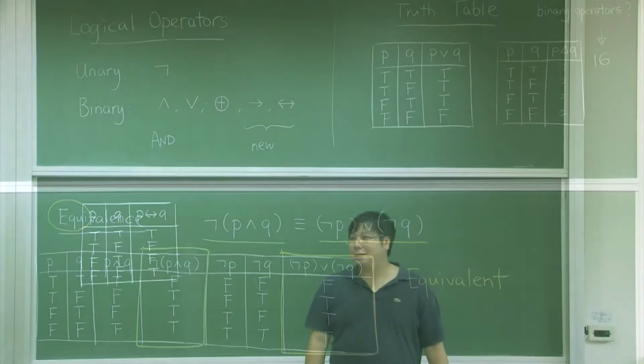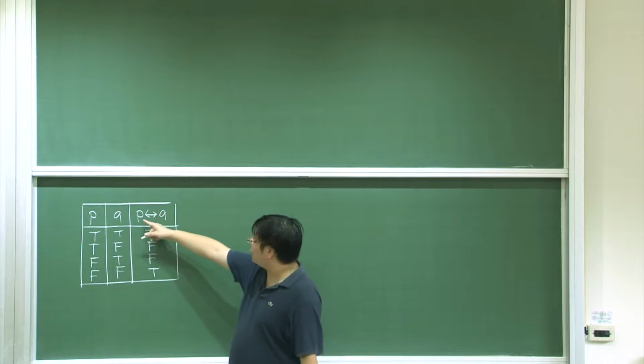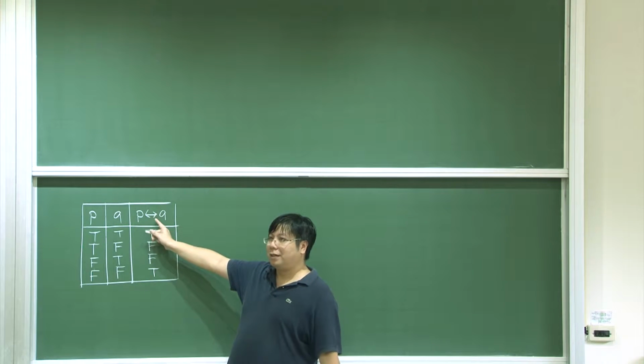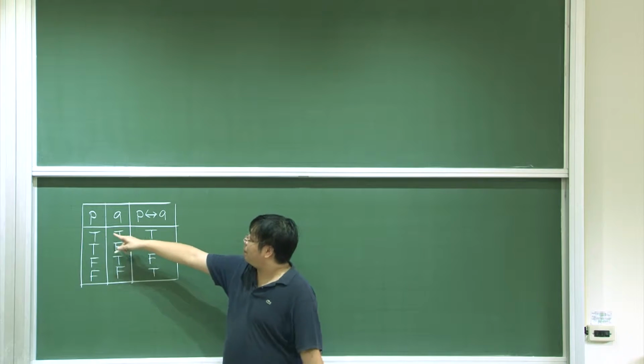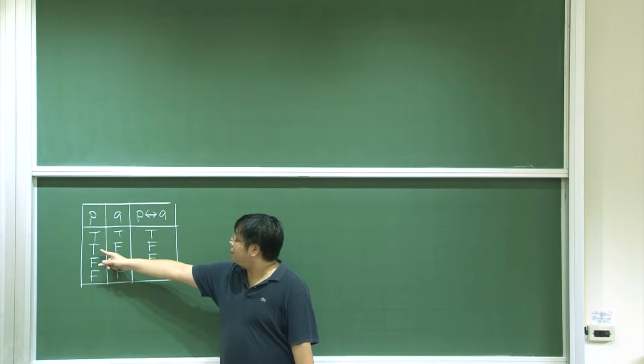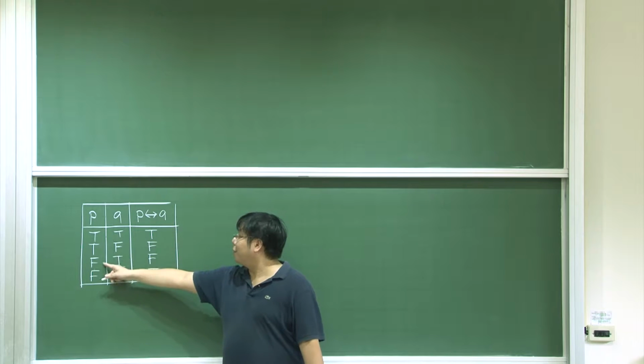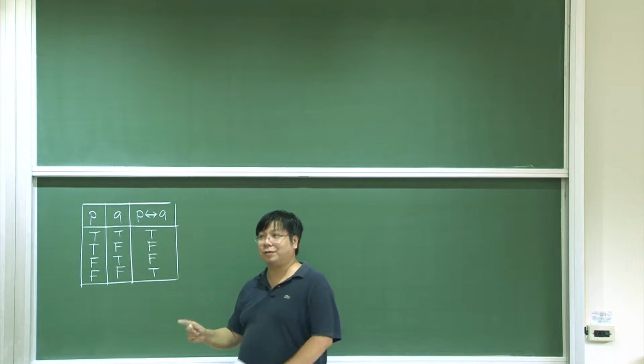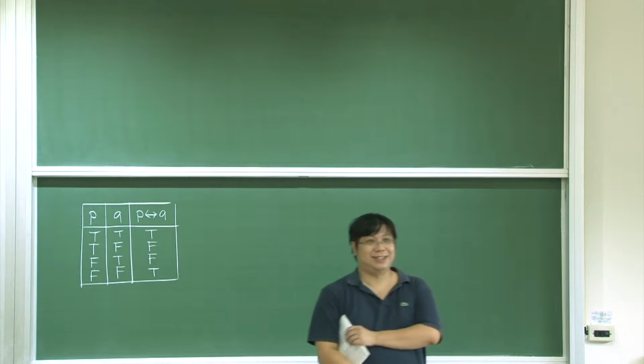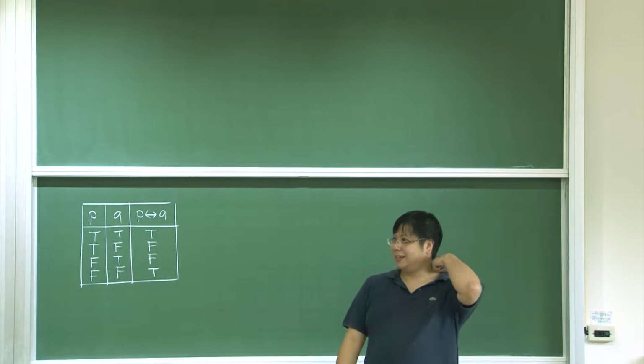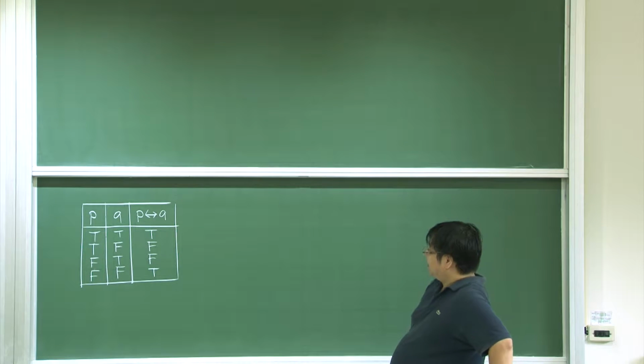If and only if. So this is the definition. So we define this operator to have this effect. When P, Q, true, true. True, false, false. False, true, false, false, false, true. So what's so special about this? Yeah, what is so special?